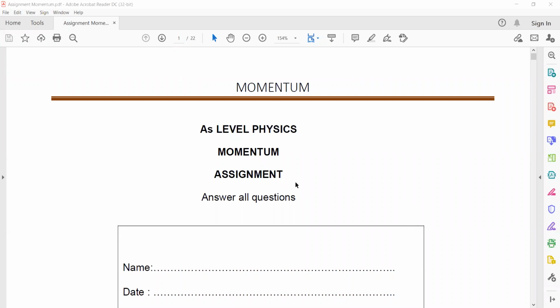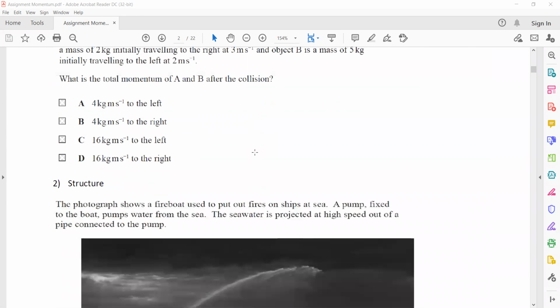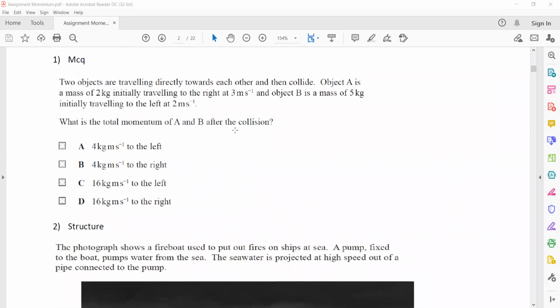Good evening, everyone. This is an assignment related to the topic momentum. In this session, we'll discuss questions and MCQs related to momentum.